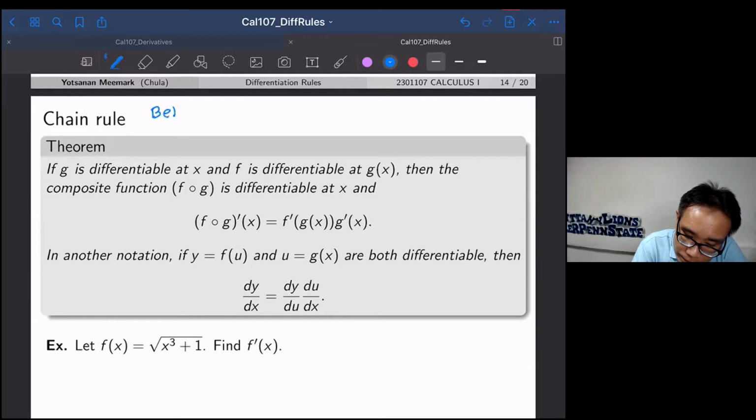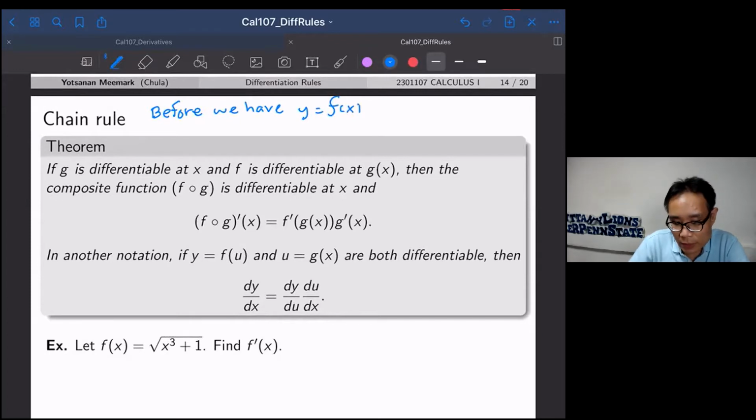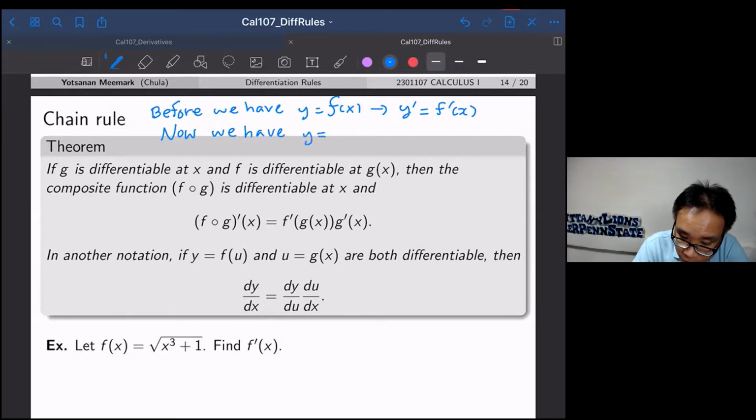Before, we have y equal to f of x, and you'll be able to differentiate. So you get y prime equal to f prime of x. Now we have y equal to f of g of x, and you'll be able to differentiate. So y prime equal to what? This is what we're going to study.